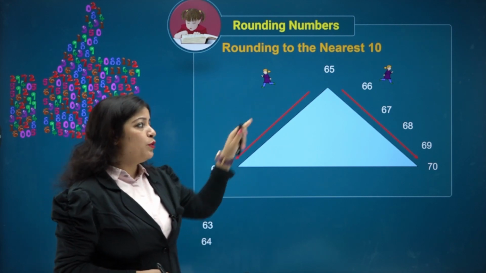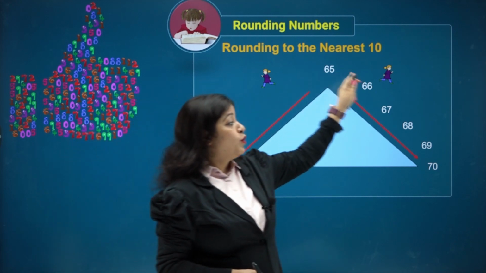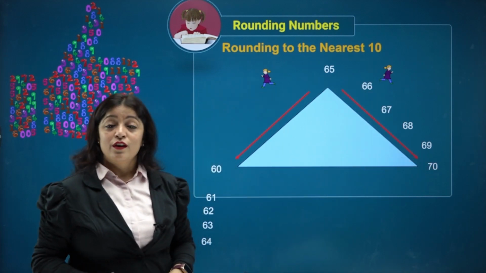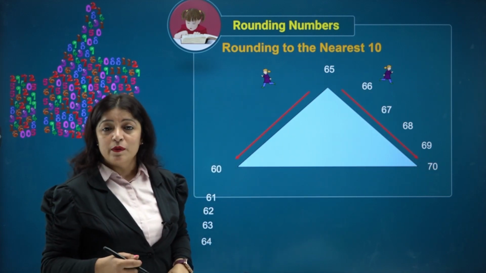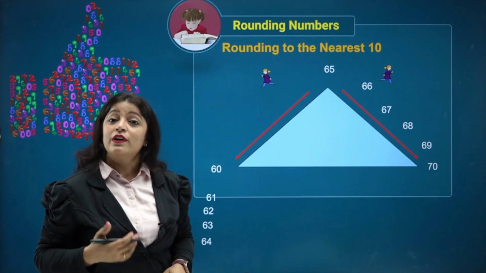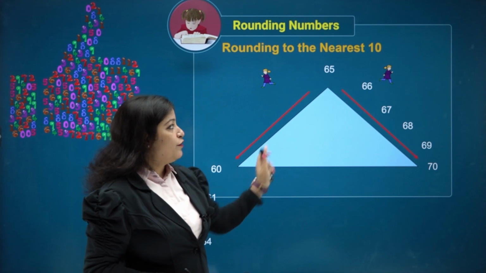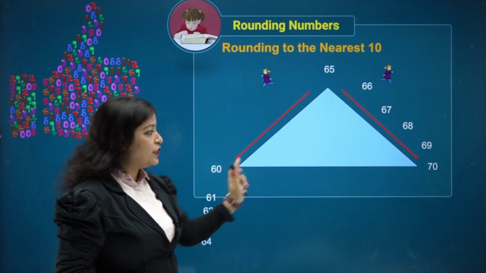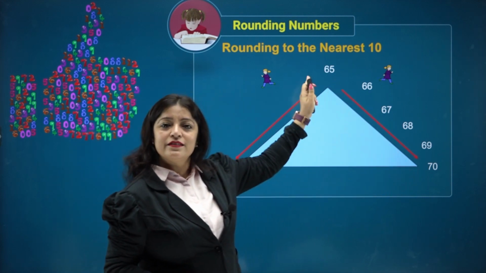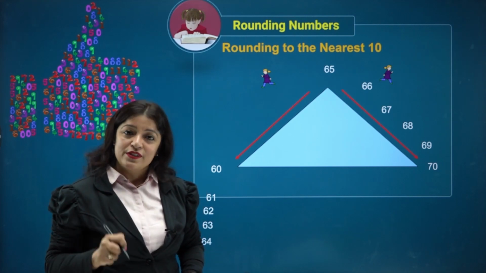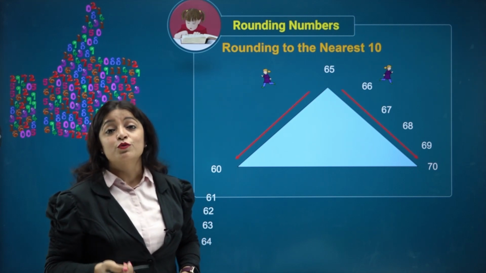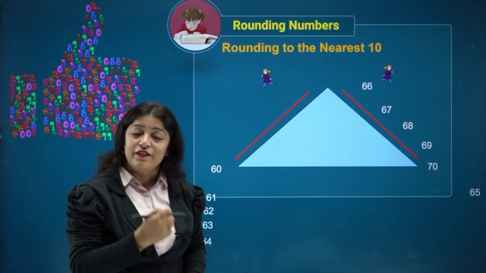Will you come back to the original position or will you go back to the number 70? Of course, your option will be to go to the number 70 so that you can complete the task. That means if you are in the center between 60 and 70, the exact center is 65. So if the number is 65, it will be rounded off to the next number, that is 70.